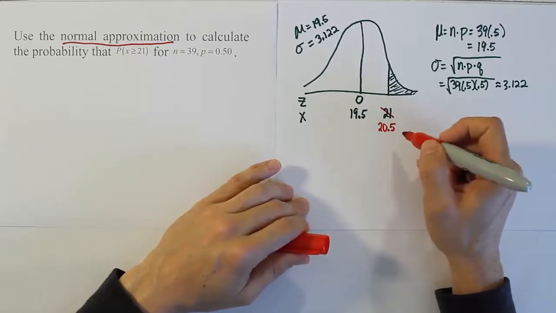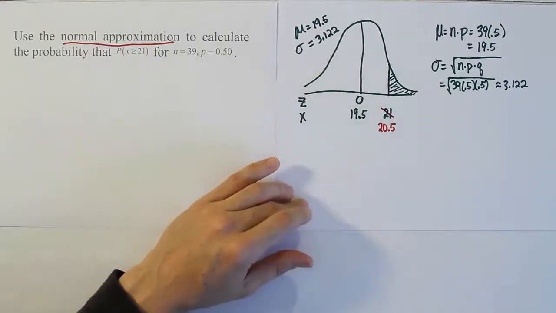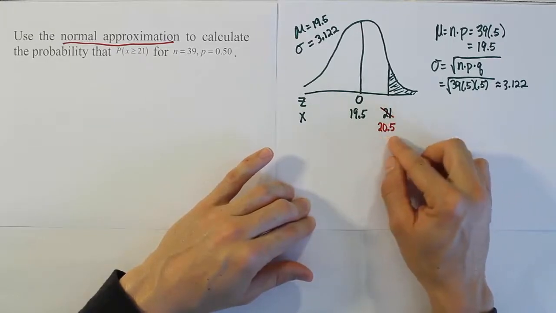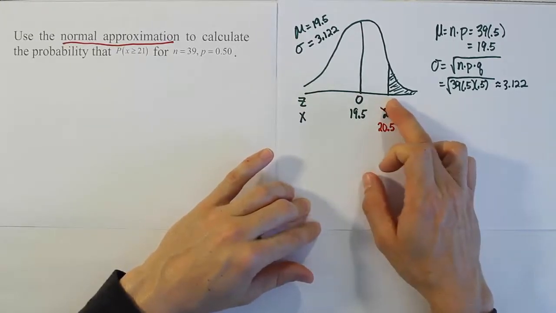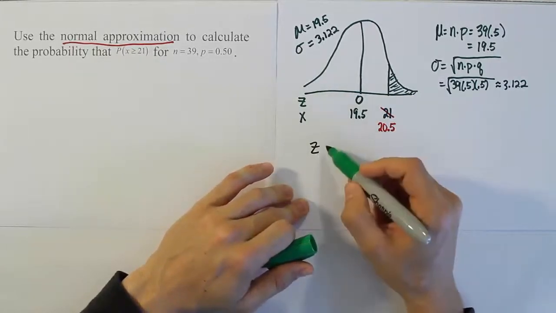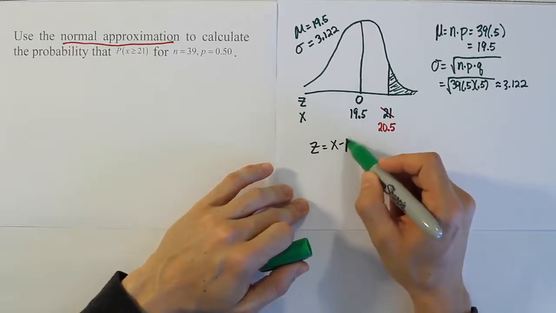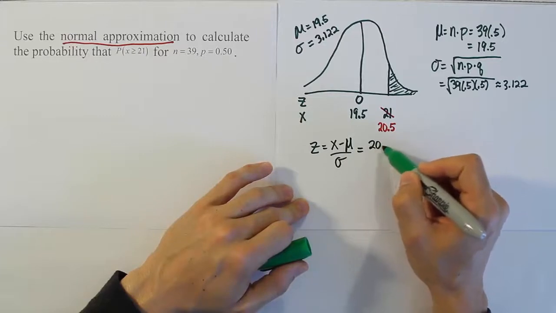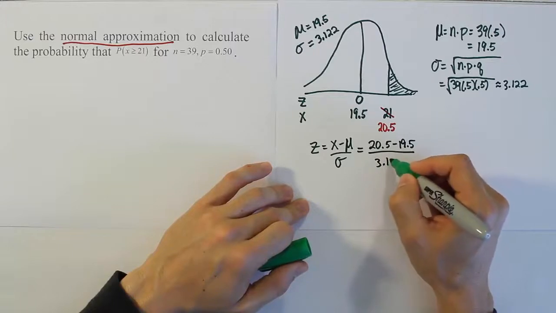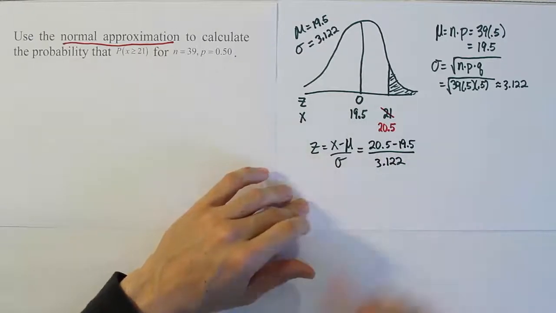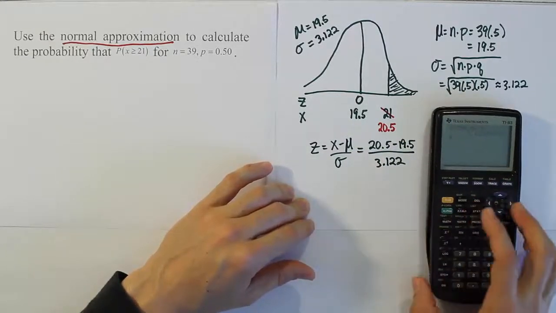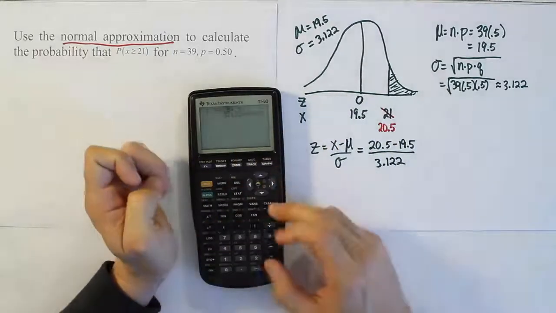So just a little bit before 21, right? Right before 21 is 20.5 on the number line. We'll take 0.5 from 21 and end up with 20.5, and we'll use that number to convert into a z-score, which is the number we'll actually look up on our chart. So let's convert 20.5 into a z-score. The formula is x minus the mean over sigma. So we'll plug in 20.5 minus 19.5 divided by 3.122. From 20.5 to 19.5 is a distance of 1, so we have 1 divided by 3.122. Let's work that out in our calculator.